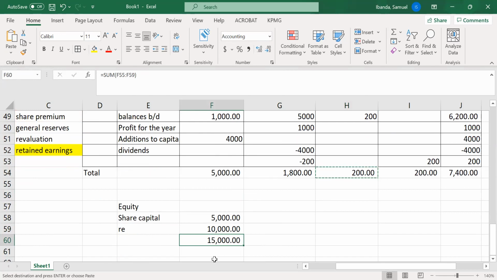I don't know if that is the clarification you needed on statement of changes in equity. Macklin, is that helpful? Yes, it is. Thanks so much. Okay, welcome.